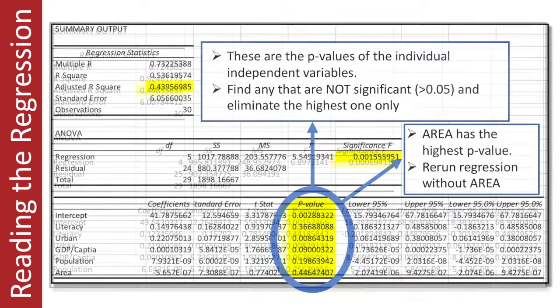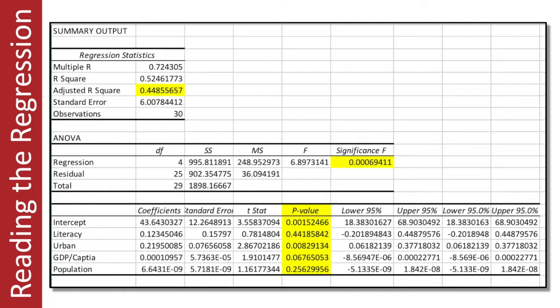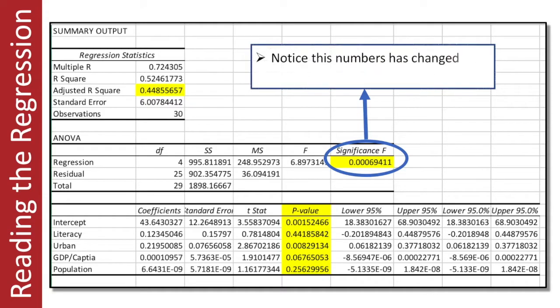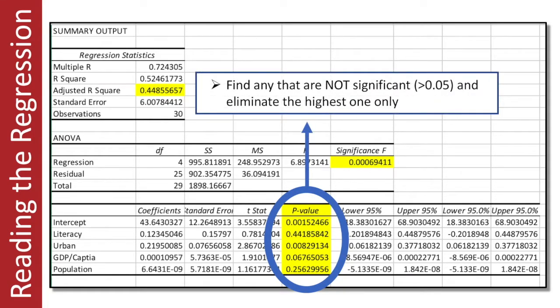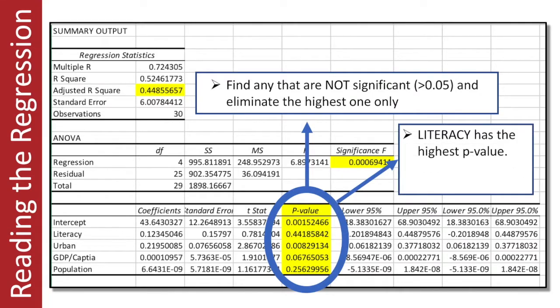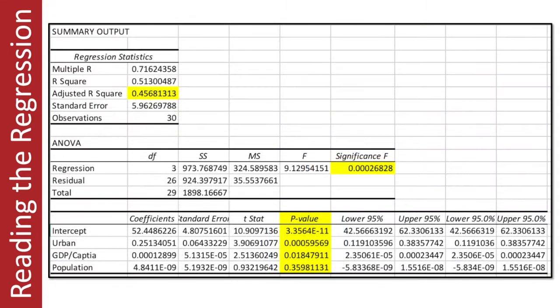So I went ahead and did that, and here's what I got. This is the new output, and notice the significance of F has changed, but it is still well below 0.05. In fact, it went down. So we're just going to keep chugging along here. So again, let's go look at the column of p-values, and we need to find any that are not significant, which are any greater than 0.05, and eliminate the highest one only. In this case, it looks like literacy has the highest p-value, so we'll take out literacy and run the regression without it. And here's what I got this time.